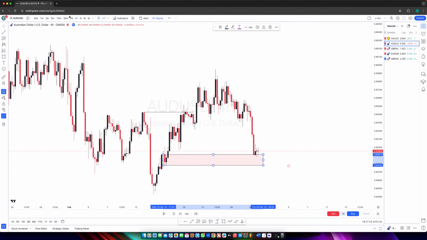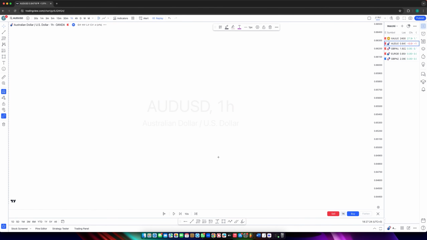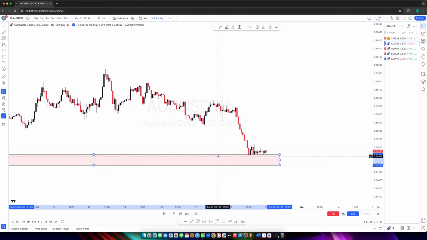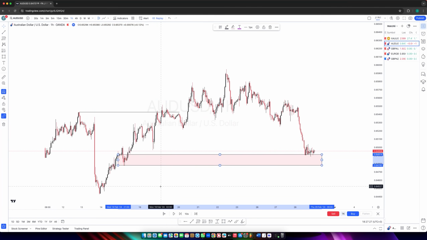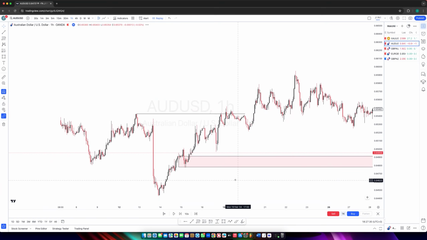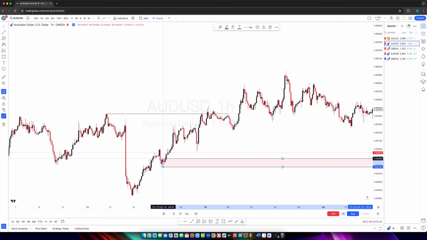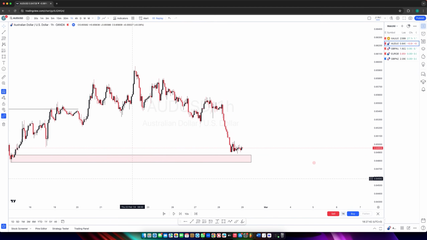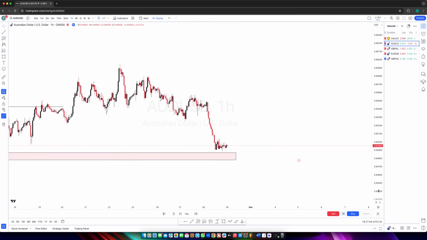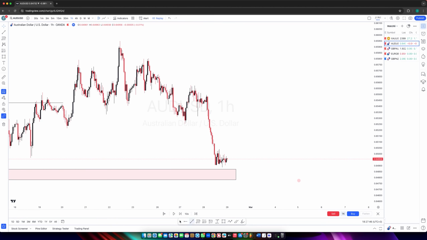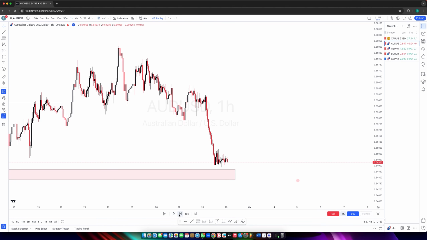So this was the 4 hours. Let me go to 1 hour according to our time frame coordination. But what you see inside this area is that we have another formation, this one. So we will mark that formation and wait for the price to reach that point. You see, the market came but didn't tap our entry.